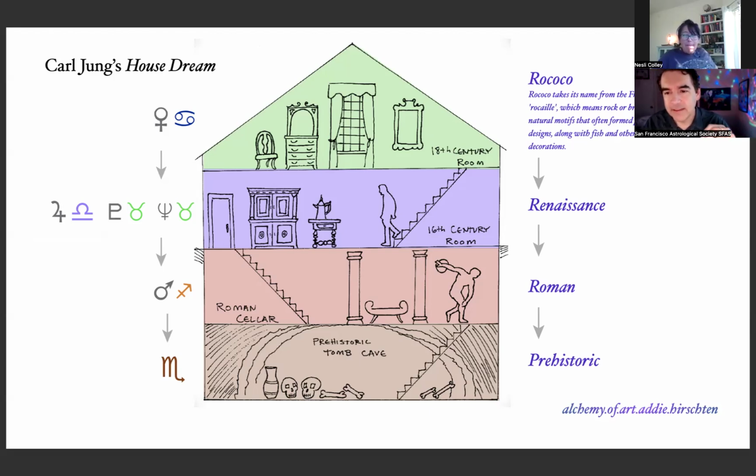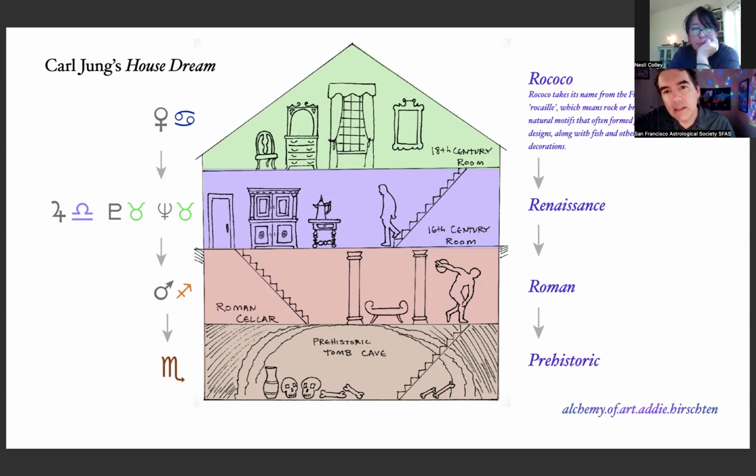So he writes in his biography that he had this dream, and he was a very mystical guy. So in the dream, he starts out in an 18th century room, sort of a Rococo period. And the name Rococo is from a French word, I can't say it right, rocaille, something like that, which means rock or broken shell. And it had a lot of marine or fish ornamentation. It was a very refined art style, very sophisticated. So he's got this Venus. We start out with Venus in Cancer, water sign.